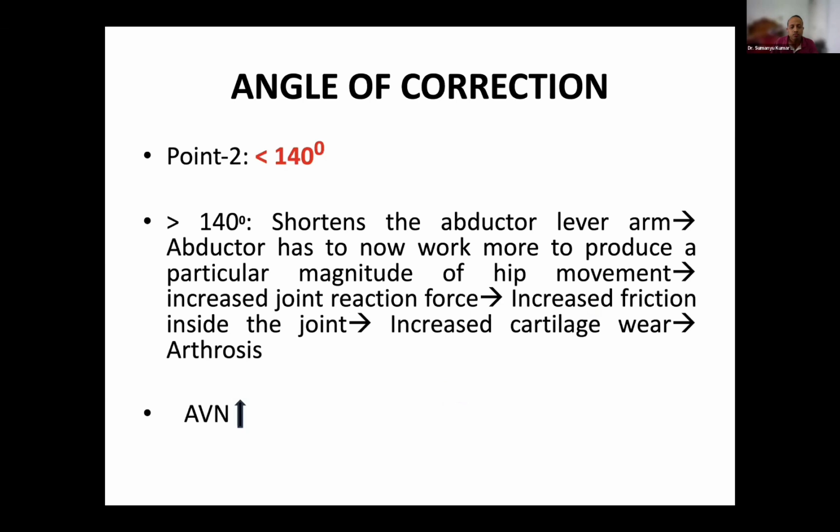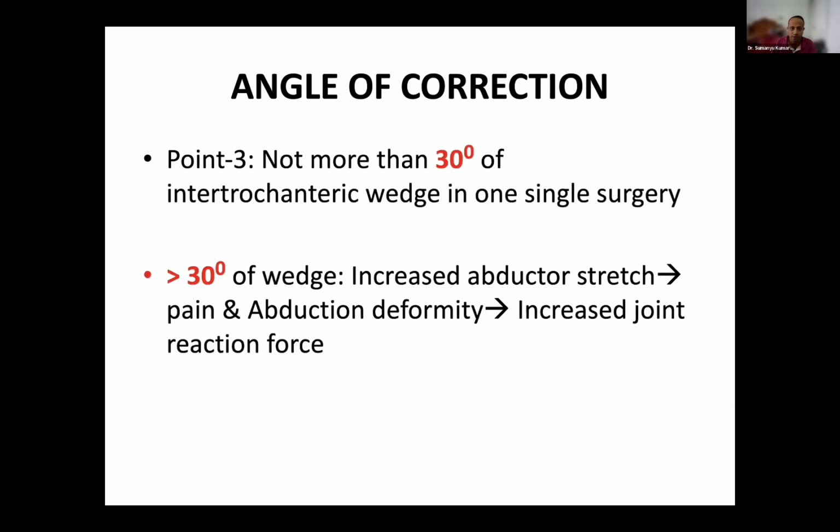Why should we not have a correction of more than 140 degrees? Because it will reduce the abductor lever arm, which is from the center of the femoral head to the mid axis of the proximal femoral axis. If the lever arm reduces, what will happen? The abductor has to work more to make a particular degree of movement. That will increase the joint reaction force and the friction in the joint, which will increase cartilage wear. Also, it has been seen that there is an increased incidence of AVN with a neck shaft angle of more than 140 degrees. For these reasons, we don't want a correction of more than 140 degrees.